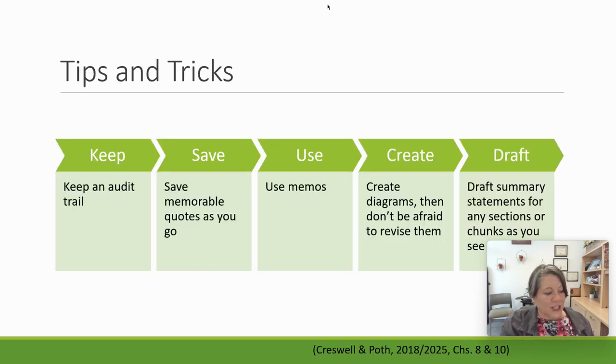So tips and tricks. The first thing we want to do is make sure we're keeping that audit trail. How are you tracking what you're doing? You want to save memorable quotes as you go. Use your memos. Create notes as you're going along. Create your diagrams, and then don't be afraid to delete them and start all over again or revise them as you go. And then create your draft summary statements for any sections or chunks as you see fit.